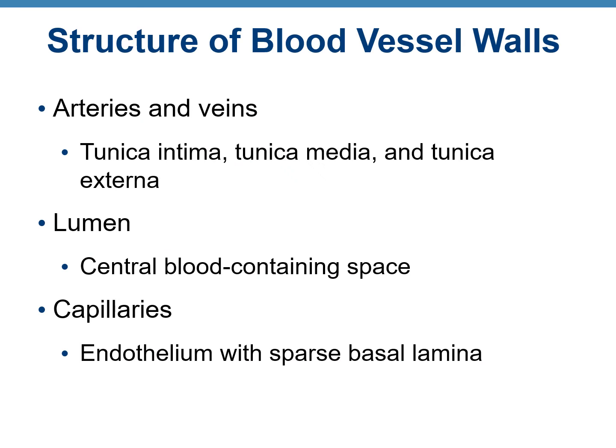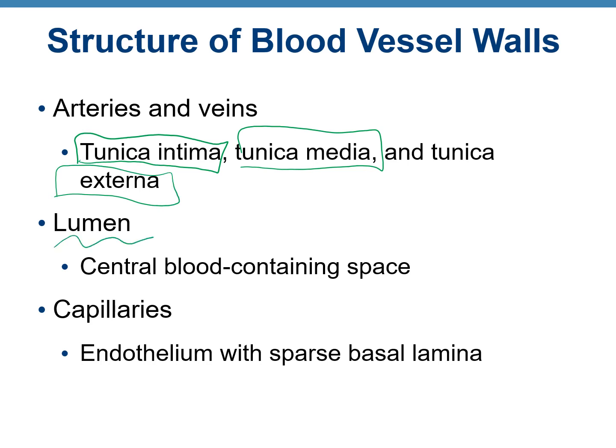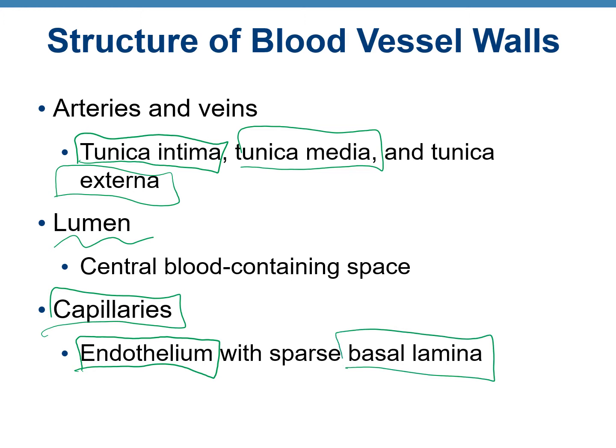So arteries and veins, they have a similar histological structure. They have 3 tunics, right? So here's tunica intima, tunica media, and tunica externa. And then we have lumen, and lumen is the central blood-containing space. And capillaries, they do not have those tunics. They're just made of endothelium, right, with the basal lamina under it.